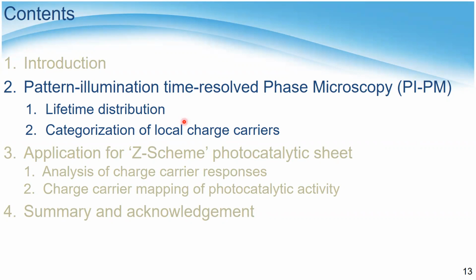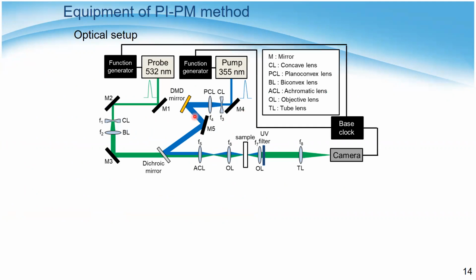I will introduce some of the results obtained with this. Here's the setup of the PIPM method. In this method, we use pump and probe pulse light for the measurement. The pump light is first reflected by a DMD to form a pattern of light, which is illuminated onto the sample, and a probe light illuminates the sample to image the sample.